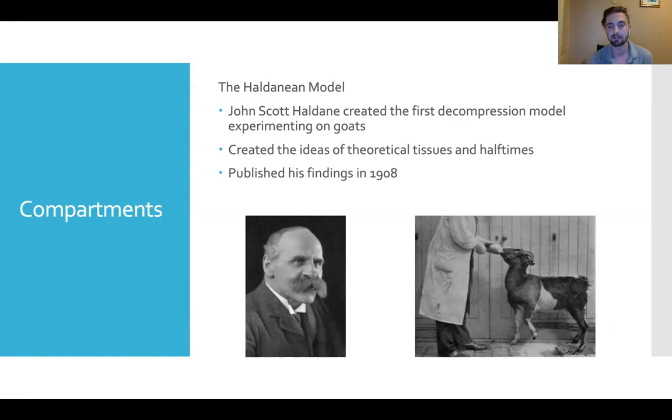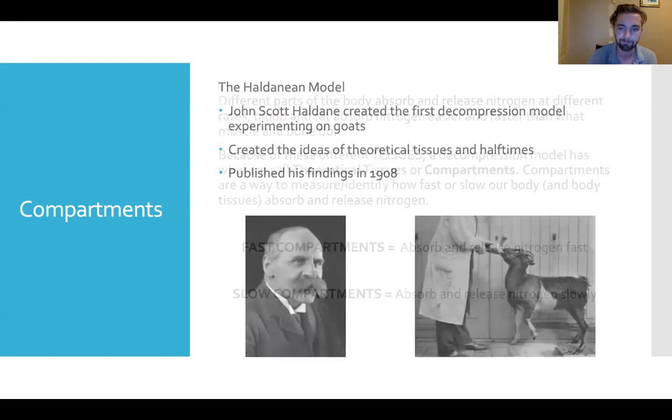And he basically came up with the ideas of theoretical tissues and half times that are going to be common to almost all decompression models. He first published his findings in 1908. So the ideas of decompression theory actually predate modern scuba equipment, which wasn't until Cousteau in the 40s. But mostly for military and construction purposes, there were divers with surface supply air that were going down and experiencing decompression sickness. So the research was being done for them.